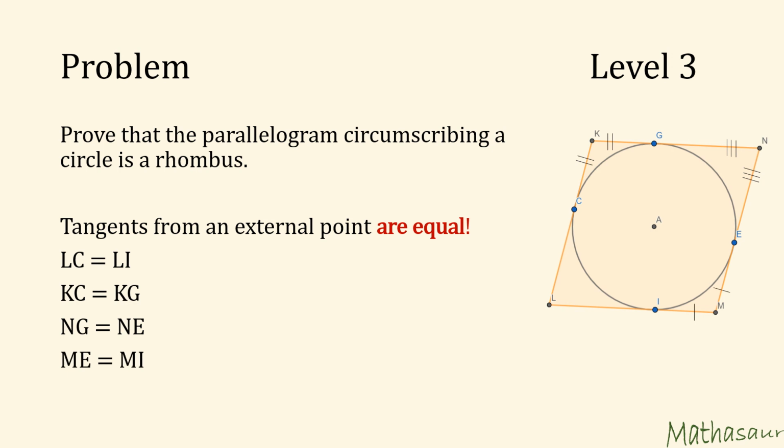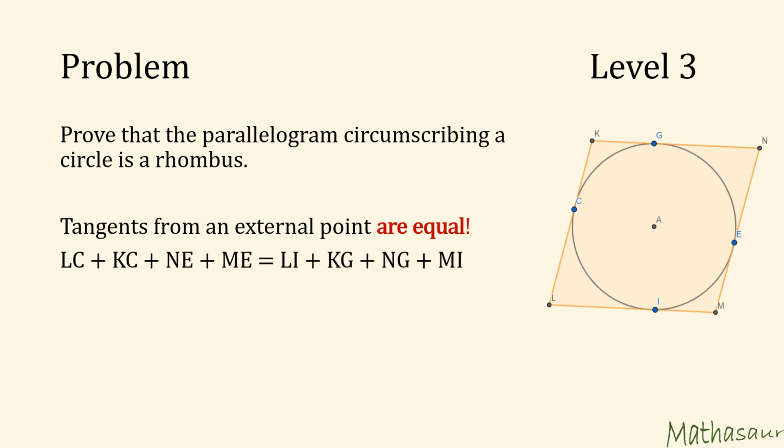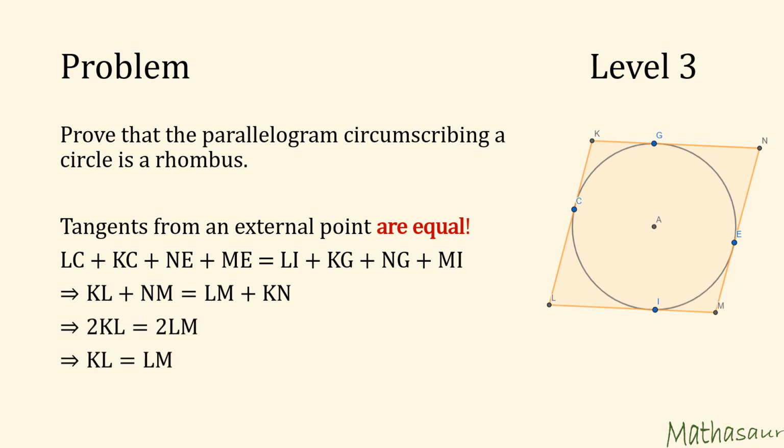What if we add these segments? Let us rearrange the third one and add. Since KLMN is a parallelogram, its opposite sides would be equal. This gives us KL equals LM. Now since a pair of adjacent sides of a parallelogram are equal, that means the parallelogram KLMN is a rhombus. Recall that all sides of a rhombus are equal.